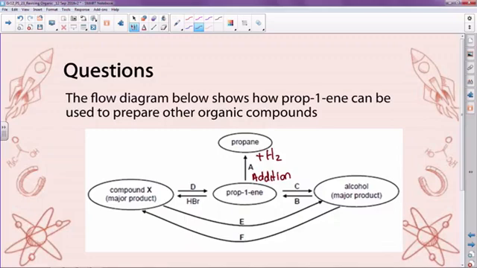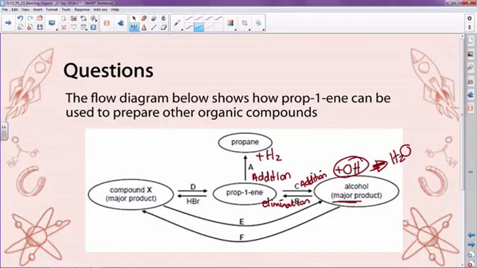Then we go from prop-1-ene to an alcohol, and they want the major product. We'll talk about those later. The only way that can happen is if I'm adding OH to this. That means it's also an addition reaction. The opposite to an addition reaction when we go back to propene would be an elimination reaction because we're actually going to take water out. This is a condition, so we probably did it with water. We'll look at that a little bit later.